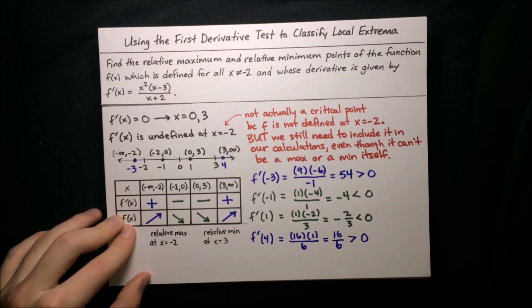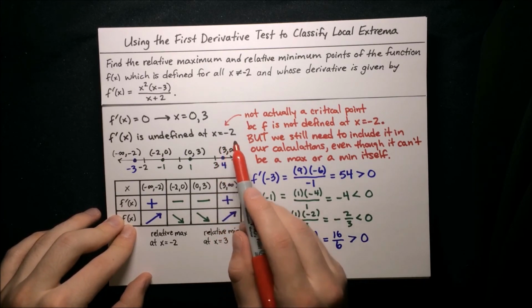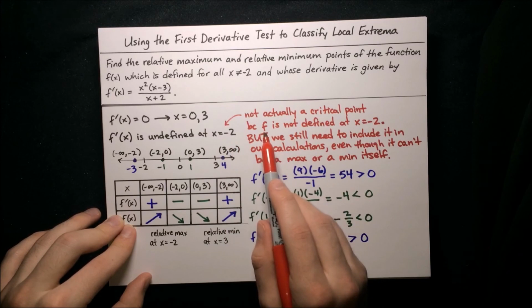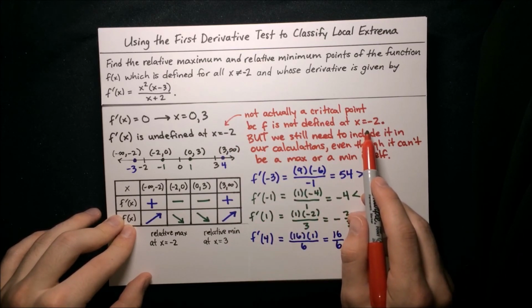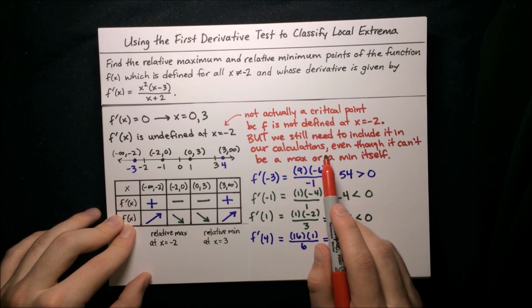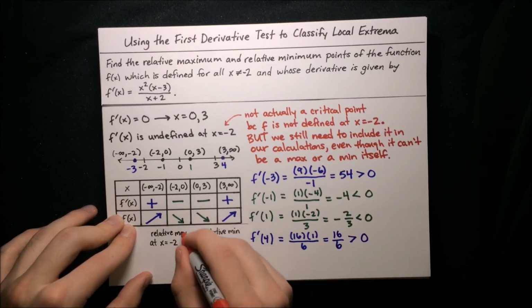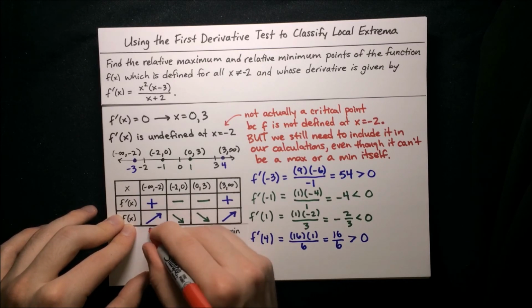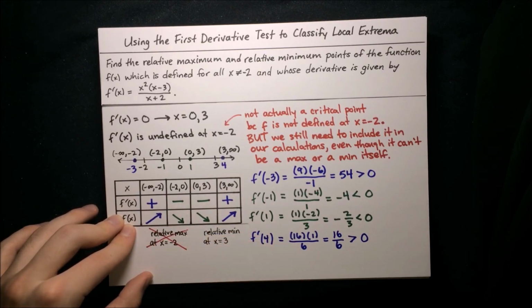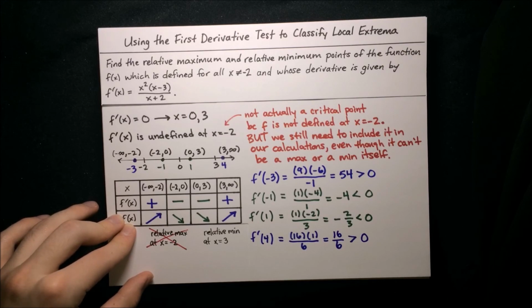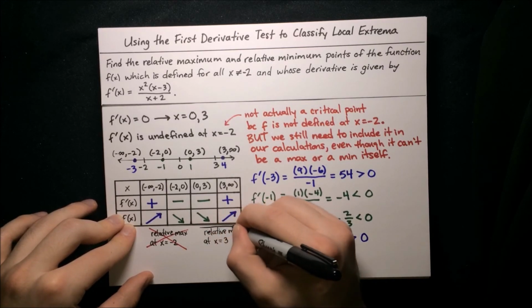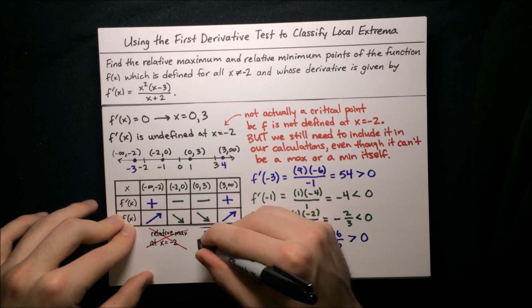But wait a second, something's wrong here. Remember what we said initially about x equals -2? It's actually not a critical point because the function is not defined at x equals -2. We still needed to include it into our calculations, but it can't be a max or a min itself because the function is not actually defined there. So we actually don't have a relative max at x equals -2. Maybe the function has a hole there, or an asymptote, or something like that. Either way, the function is not defined there, so it cannot be a maximum of the function. All we have for our final answer is a relative minimum at x equals 3.